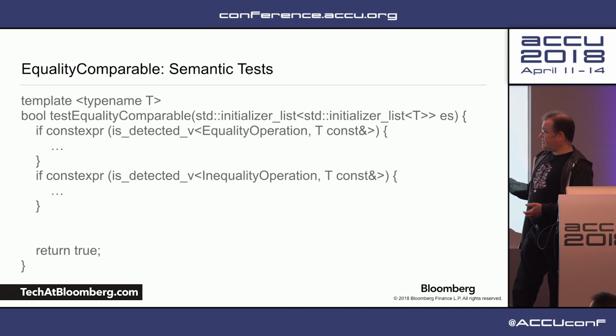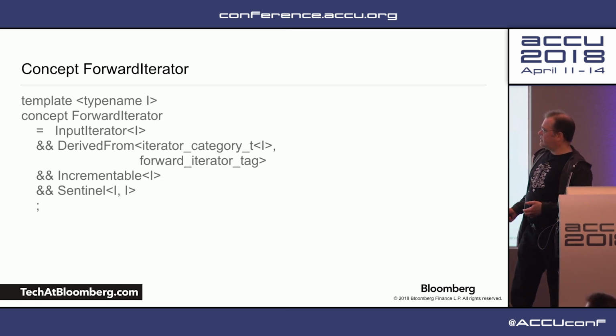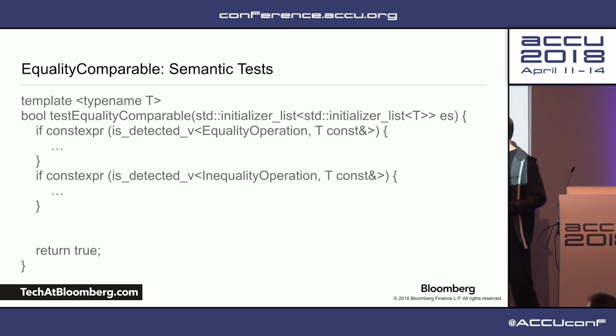Okay, then other semantic tests. Well, we have constexpr equality, constexpr inequality. So we do both branches. That is relatively simple, straightforward. And then we would also do all the semantic tests across these things.